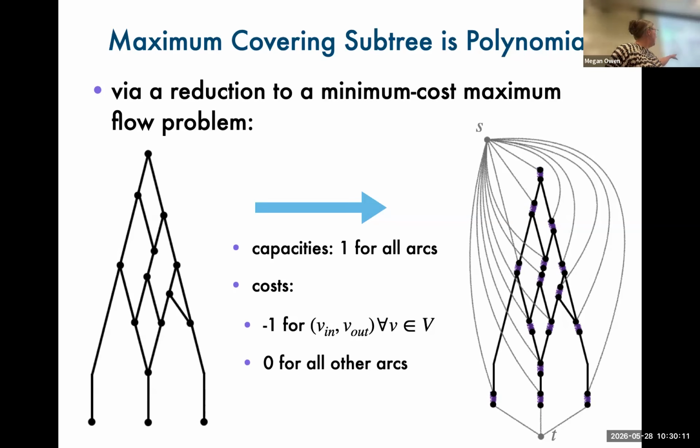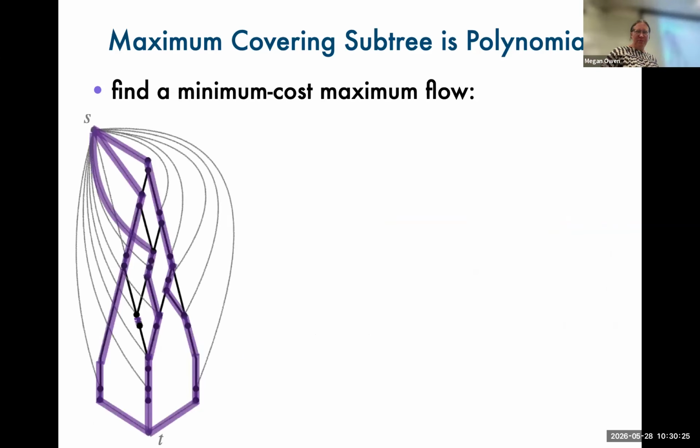And then for the cost, we're just going to put -1 on all of the edges that are the vertices. So if you try to minimize that, you're going to be covering as many vertices as possible. And then every other edge has 0, because it doesn't matter if we use them or not. And so this problem is polynomial, it turns out.